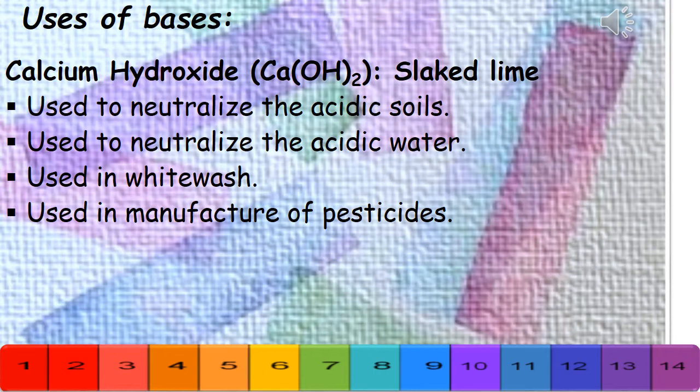It is also used in whitewashing of homes. If you remember, before coloring the house, the person gives a whitewash to the complete house, and then a final paint is given. So this whitewash is nothing but your calcium hydroxide. Okay, and it is available at a very low price. And lastly, it is used in the manufacturing of pesticides.